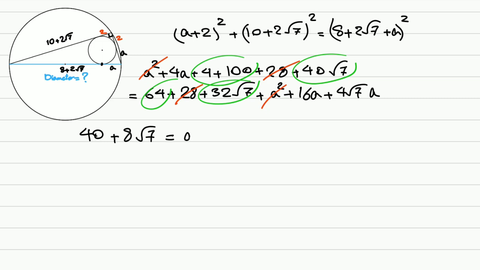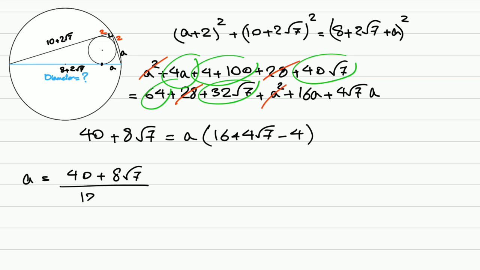Let's factor a on the right side. We'll have 16 plus 4 times square root 7. And 4a on the left side minus 4. Now we can have a equals 40 plus 8 times square root 7 over 12 plus 4 times square root 7. It seems to be divisible by 4. 10 plus 2 times square root 7 over 3 plus square root 7.